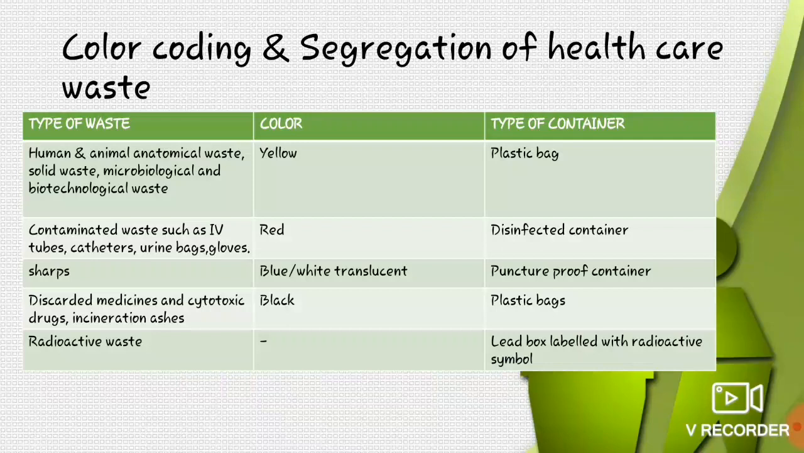Sharps are usually disposed of in blue or white translucent puncture-proof containers. Black plastic bags contain discarded medicines or even cytotoxic drugs, and sometimes incineration ashes are also put in these black plastic bags. Radioactive waste is usually disposed of in a lead box labeled with radioactive symbols.